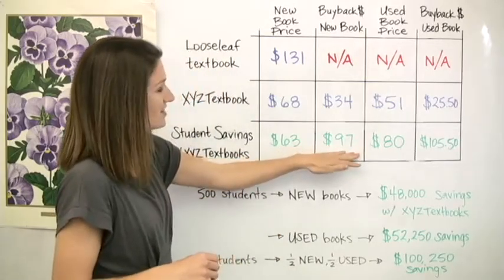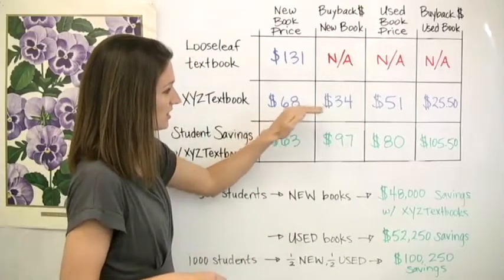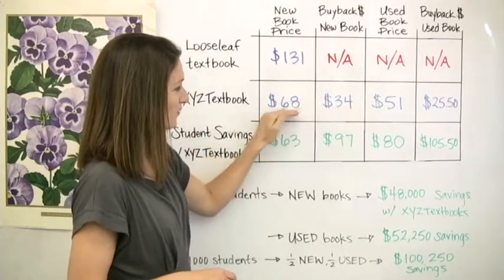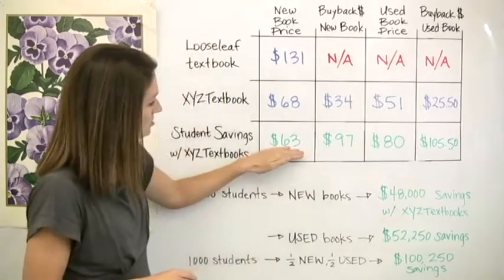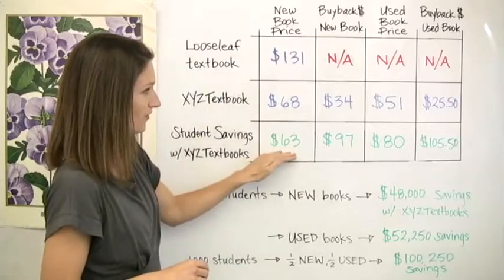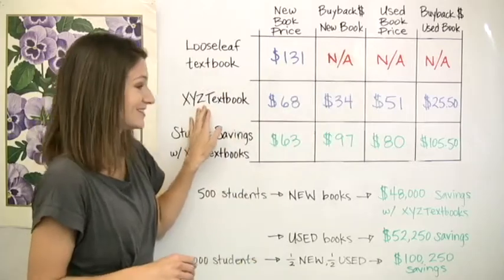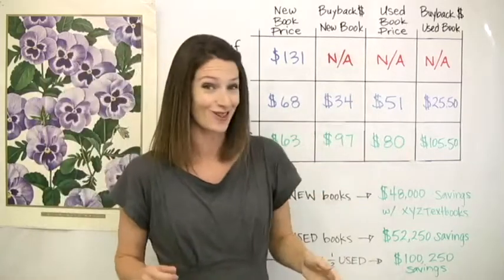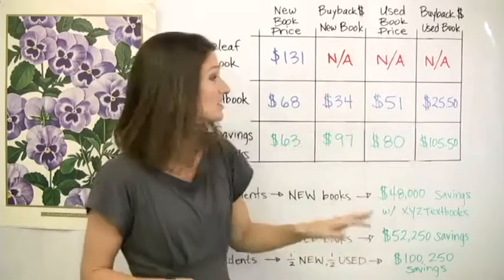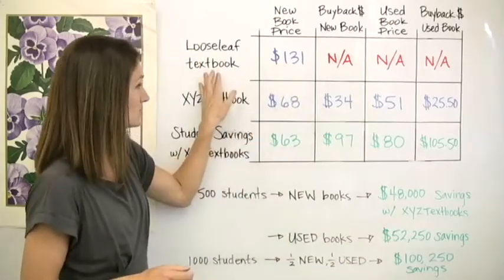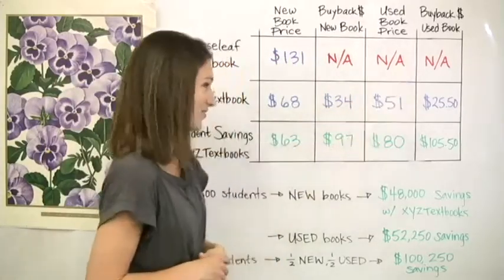Furthermore, they're going to save $97 on that buyback amount because we're taking into consideration the $34 coming from 50% of the original XYZ textbook price and the original savings when they first purchased the book. Now for a used book, the student, when they purchase an XYZ textbook, is going to save $80 because we're comparing the cost of an XYZ textbook that's used to the original price of a Looseleaf textbook. There are no used Looseleaf figures to compare those to.